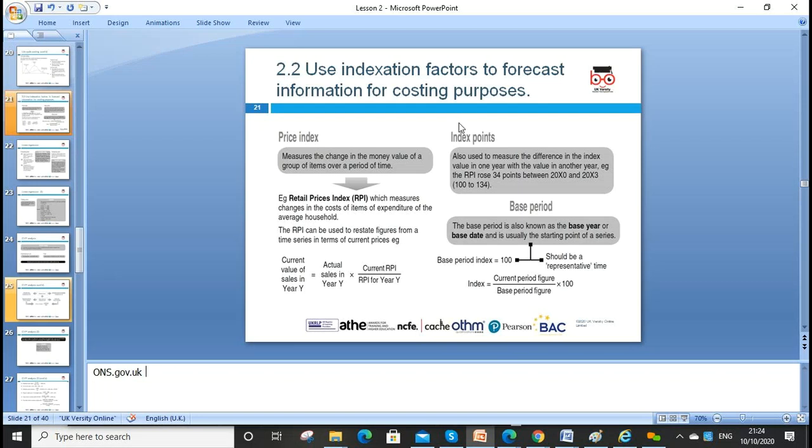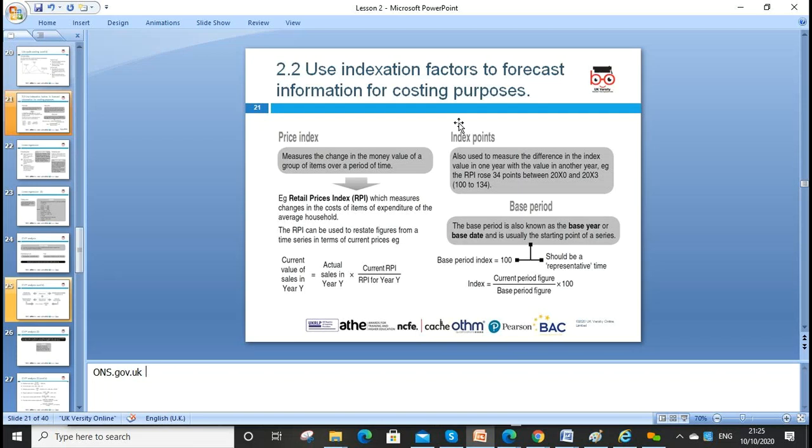The current value of sales in year Y equals actual sales in year Y times the current retail price index divided by the retail price index in year Y. Yes, Y being the previous year and the current year. We can compare two years, the base year or base period. An index also measures the difference in the index value in one year with the value in another year. So the retail price index rose 34 points between 2000 and 2003, so 100 to 134. So that went up.